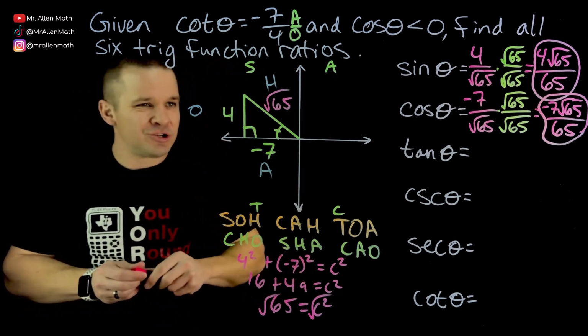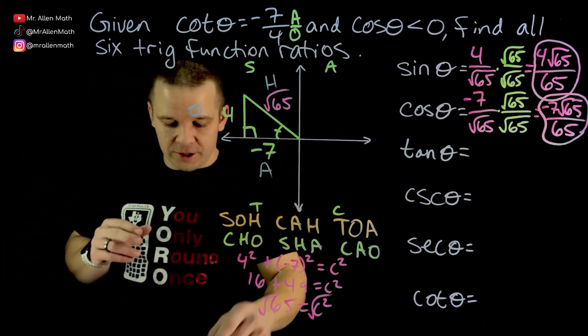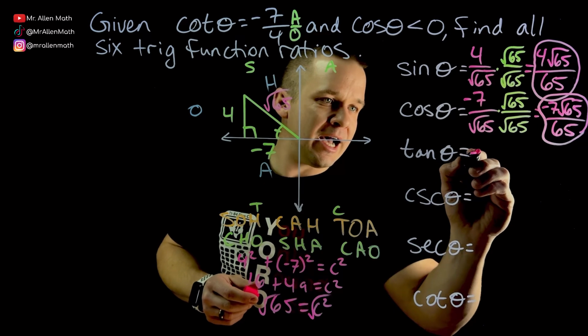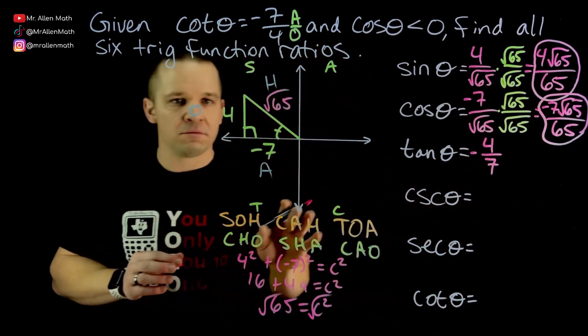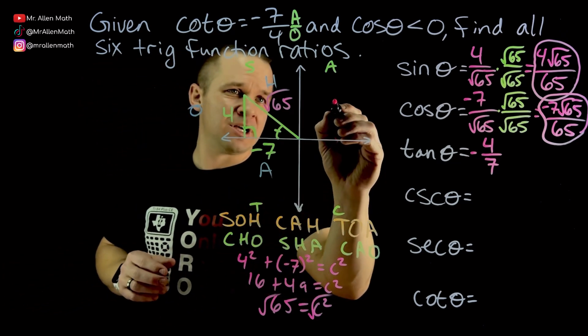All right, next one. Should have given myself just a little more room. Tangent, opposite over adjacent. I don't know why I keep setting this down. 4 over -7. I like to put the negative out front in this situation, okay? I don't want to see a negative in the denominator. You tell me, okay? You tell me.